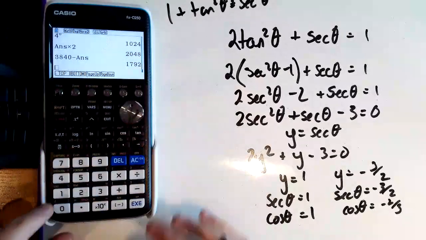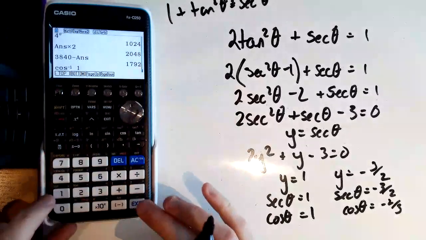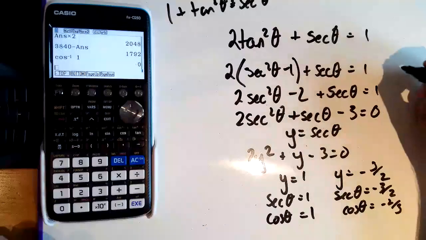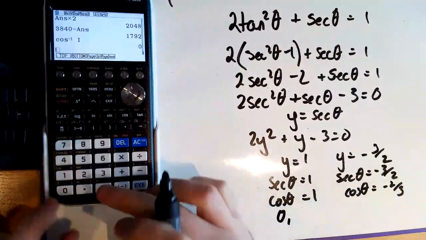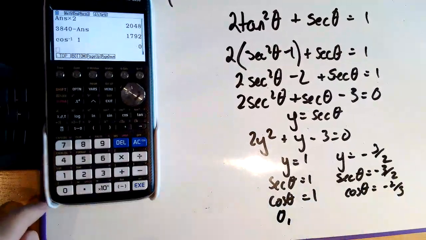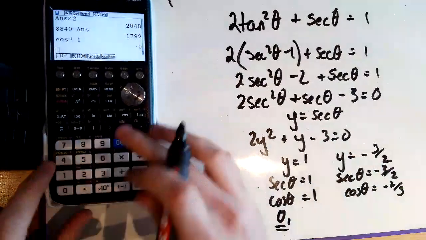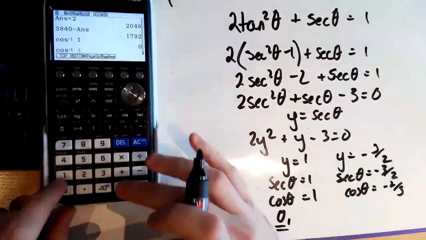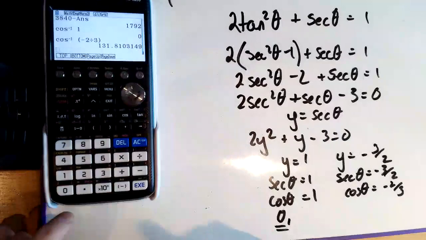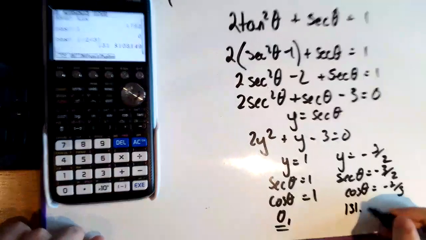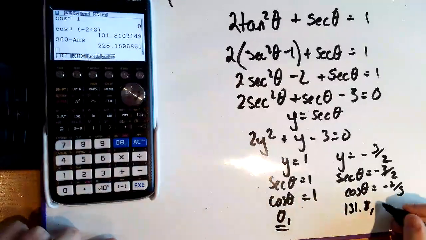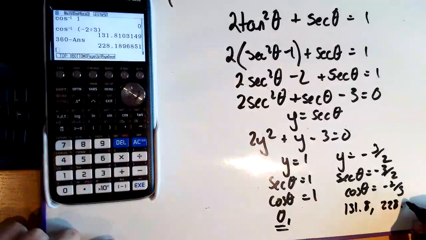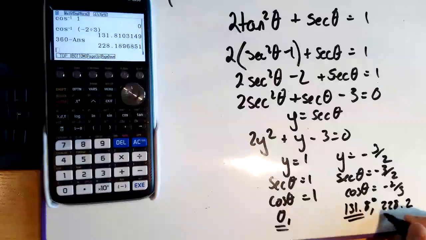And then we can do cos minus 1 of 1. So one answer is, a bit of space, so we get 0 from there. And I would take that away from 360 and get 360, but it can't equal 360. So just 0. Then for this one, cos minus 1 of minus 2 over 3, which gives me 131.8. Take that away from 360, gives me 228.2. So there's our 3 answers.